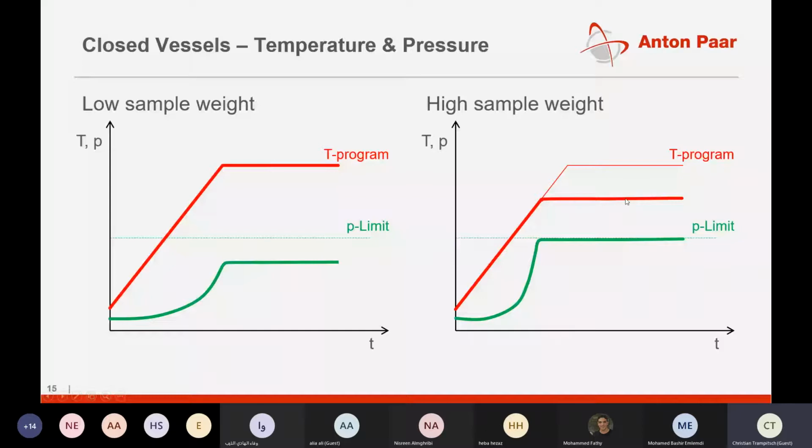A higher sample weight usually is required, let's say, to meet the limits of quantification, and a lower sample weight will be required to reach the temperature. So we always have to find a compromise.